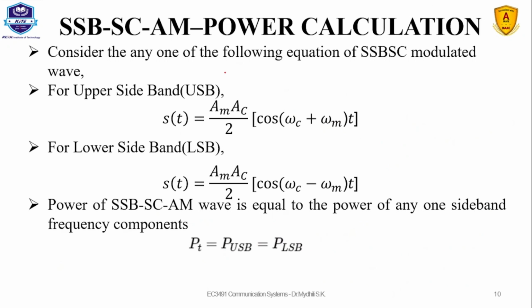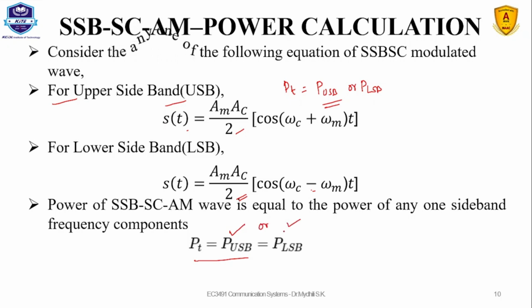Now coming to the power calculation. We know the power calculation is based on the total power contained in the sidebands. Here we have only the upper sideband or the lower sideband. So we will calculate the power with respect to the equation we obtained at the last for the single sideband suppressed carrier amplitude modulated wave. For the case of the upper sideband, we will consider this equation. For the lower sideband case, we will consider this equation with the minus. So what is the power here? Power is nothing but either the upper sideband or the lower sideband. Now we will see how it is calculated.